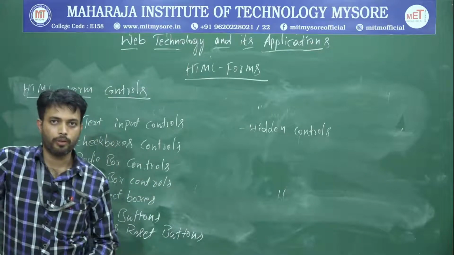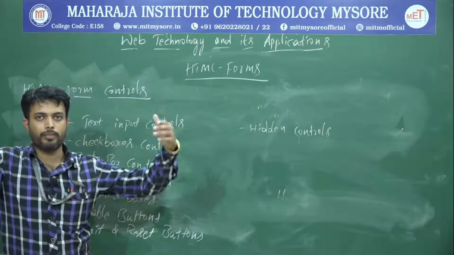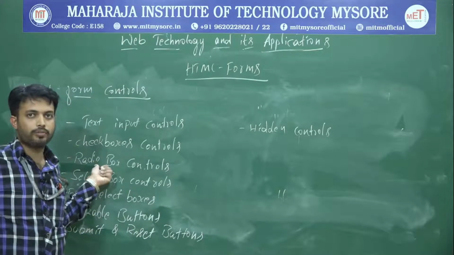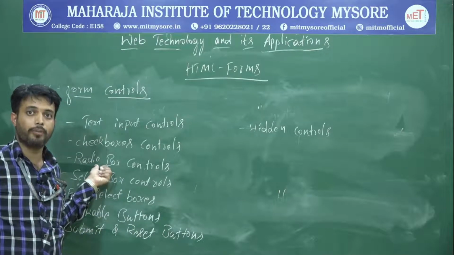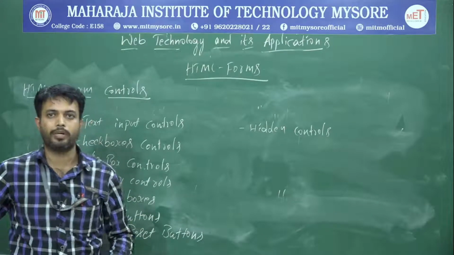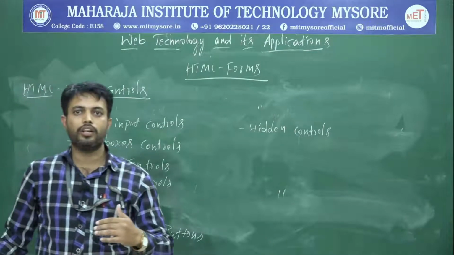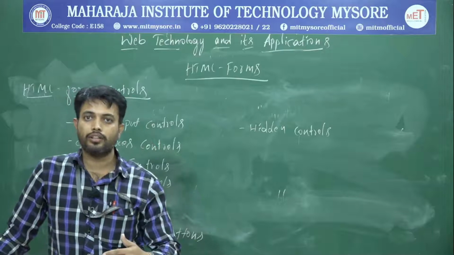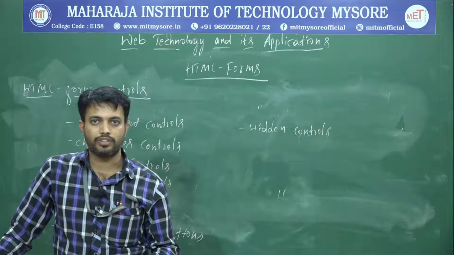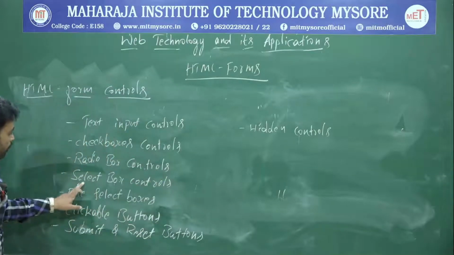Next one is radio buttons. Out of many options, if I want to select any one, we can make use of radio boxes or radio buttons. Next one is select boxes. Select boxes is nothing but a drop down list, in which we can select one or more options. So that is the drop down list.